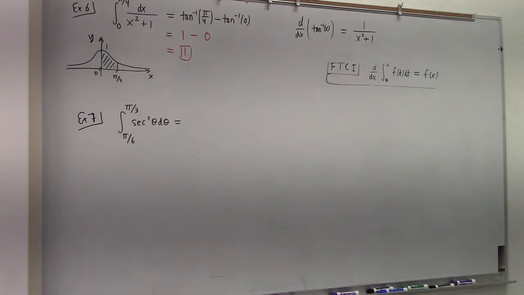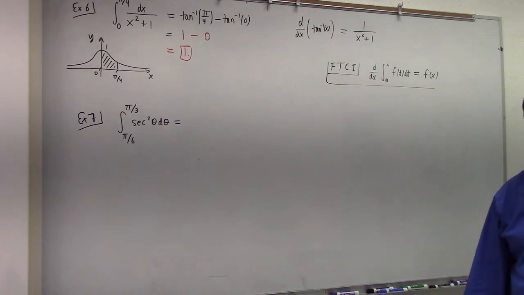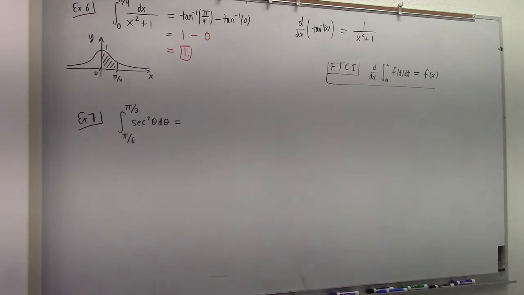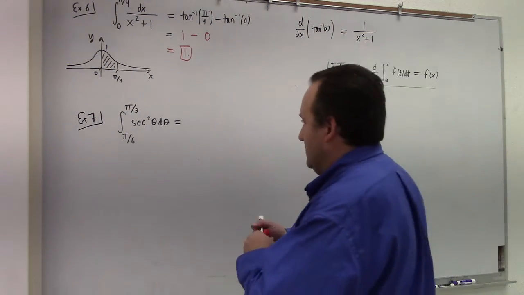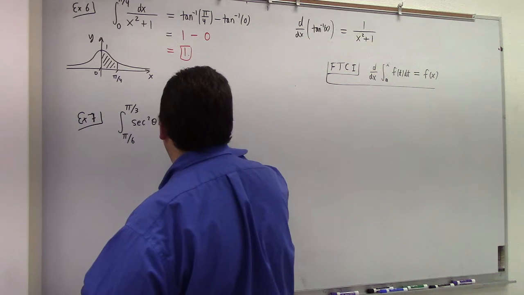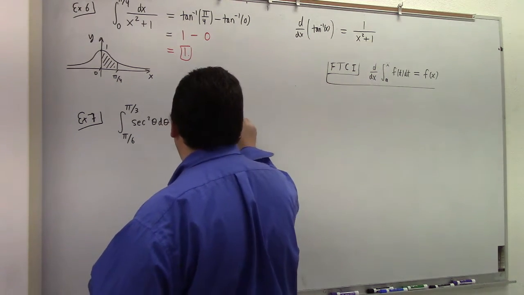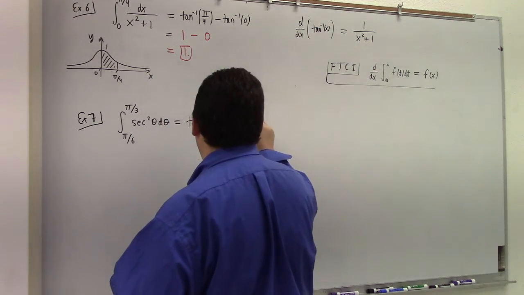What's the indefinite integral of secant squared theta? It is tangent theta, right? The derivative of tangent is secant squared. So we just do tangent pi over 3 minus the tangent of pi over 6.